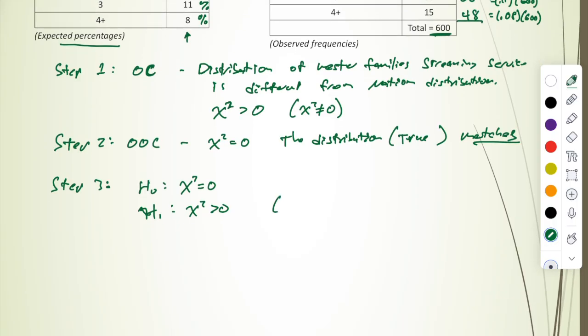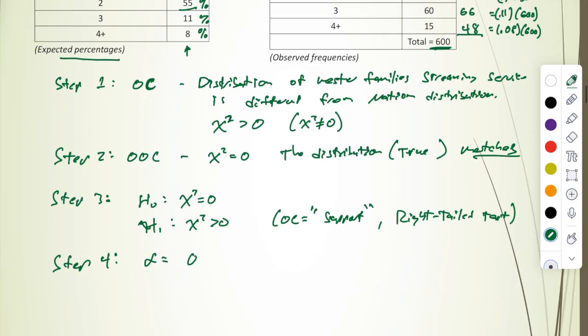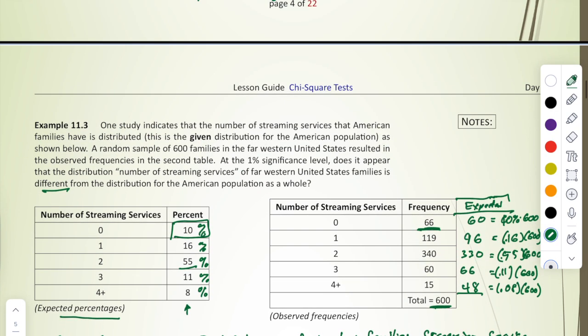Now notice that the original claim is in our alternative hypothesis, so our step 8 is going to say support. We're going to be able to support or fail to support the original claim. And this is, again, a right-tailed test. All right, step 4. Alpha equals, what's the significance level? 0.01, right? Right there. We know how to do that.